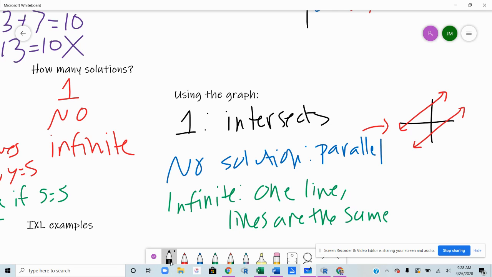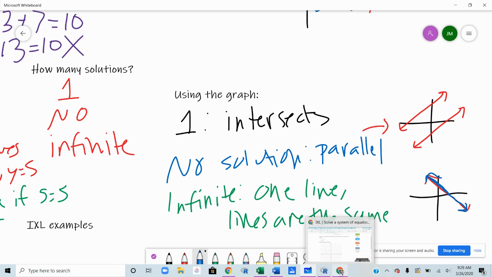So an example of that, let's say you graph your first line and you get this equation, graphs makes that line. And then when you graph the second one, it is right over top of it. It's the exact same line. That is infinite.